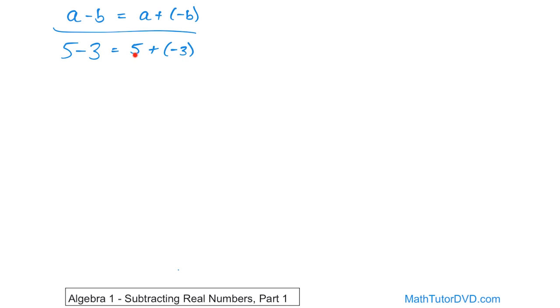Remember, when you're adding a negative and positive number, you subtract the numbers, and then the sign goes with the larger absolute value. So 5 minus 3 is going to be 2, and the sign of the answer goes with the larger absolute value, which is positive. So the answer to this is 2. Now you already knew the answer here because it's a very simple problem.